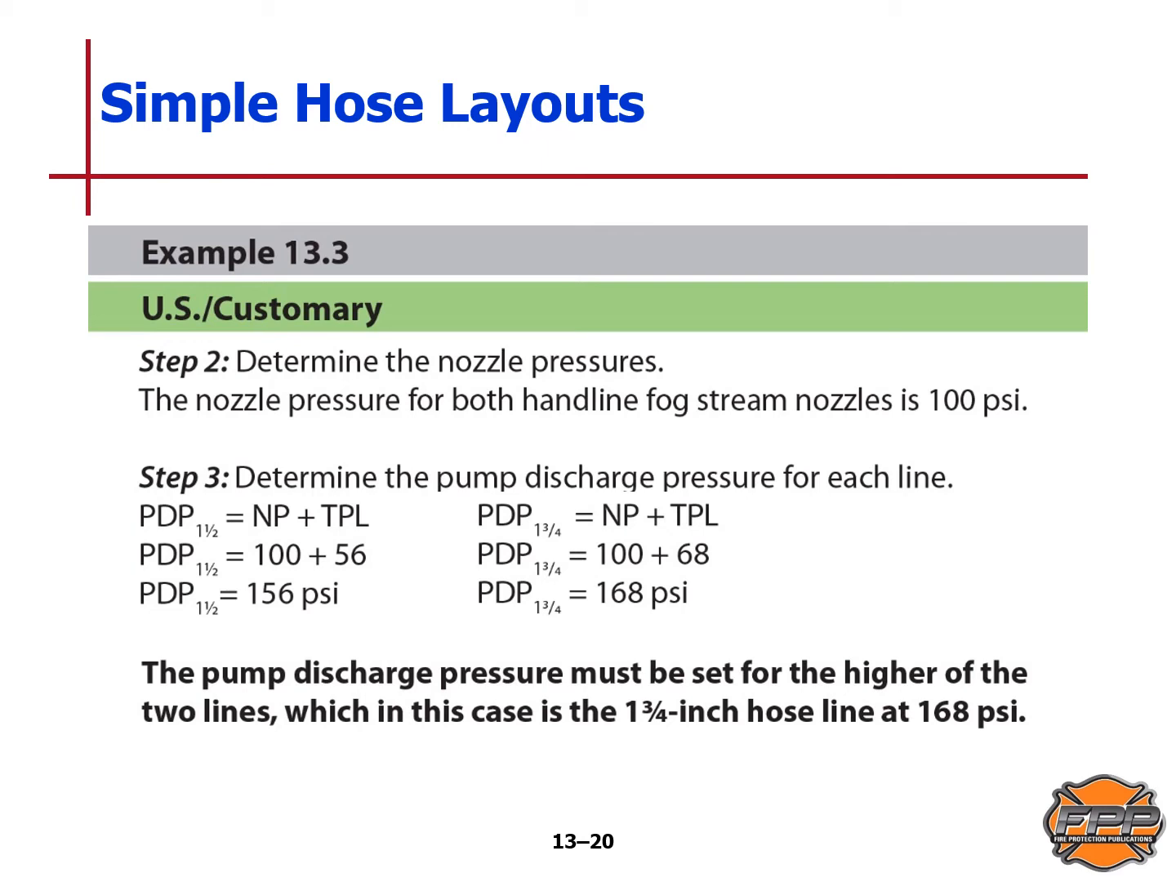If we look at the right hand side, that's our PDP for the 1 3/4 inch line. So it's PDP equals nozzle pressure plus total pressure loss. So that's PDP at 1 3/4. We plug in the numbers, 100 plus 68. So our PDP is 168 psi. The pump discharge pressure must be set for the higher of the two lines, which in this case is the 1 3/4 inch hose line at 168 psi.